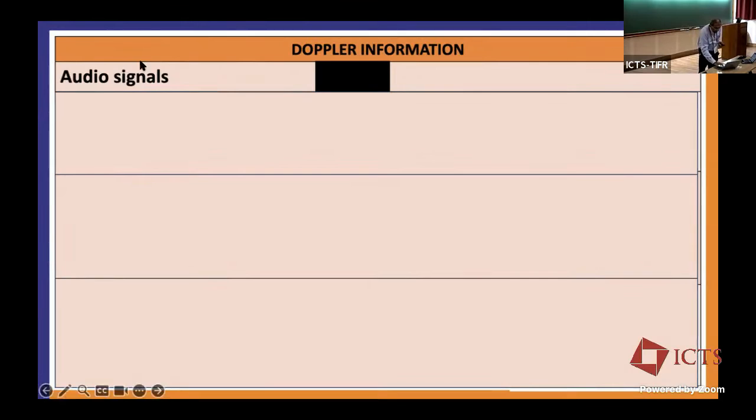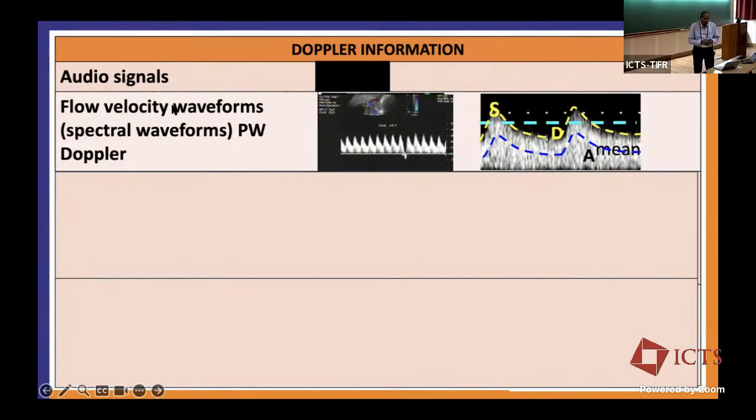But second, of course, are the low velocity waveforms, also called spectral waveforms. These spectral waveforms are the ones which give us the real quantitative information. And when I measure the waveforms, like the systolic velocity, the diastolic velocity, and the mean velocity, it gives me several pieces of information. It tells me about the cardiac pump. It also tells about the peripheral, the distal vascular bed impedance, which is there in the vessel.